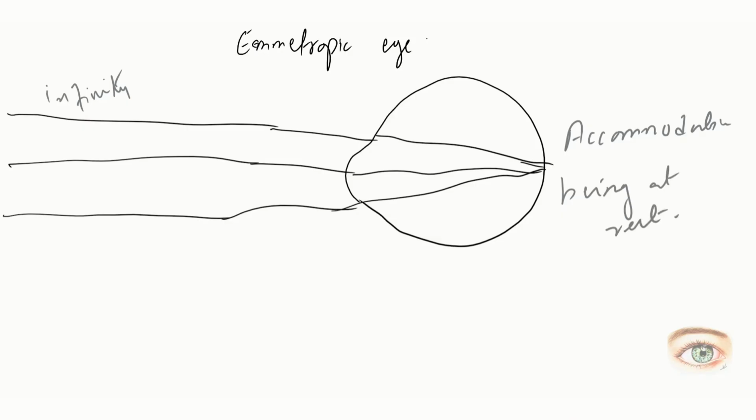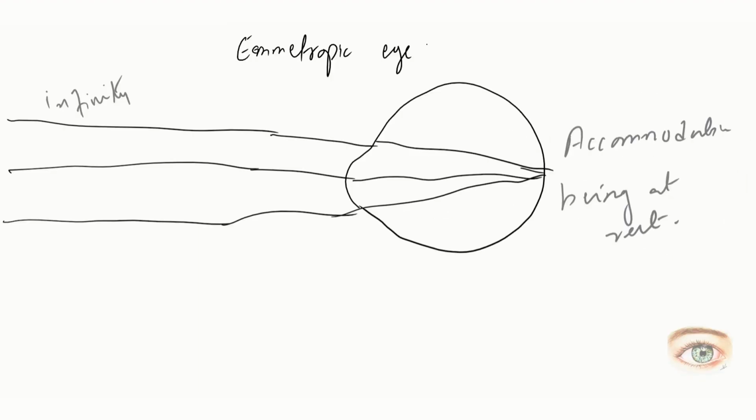Now, we're going to break this down very simply. The parallel rays of light are always coming from infinity. And why is this important? We have to understand what these parallel rays are. The parallel rays are traveling in a straight path, and they are going to focus on the retina with accommodation being at rest, right? The power of the eye at this point is 60 diopters.